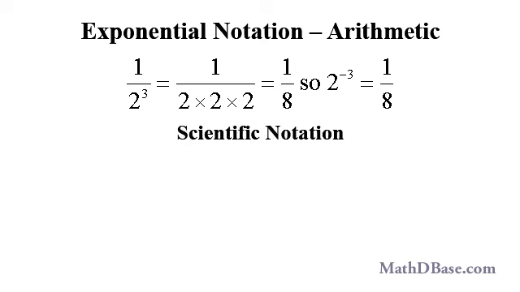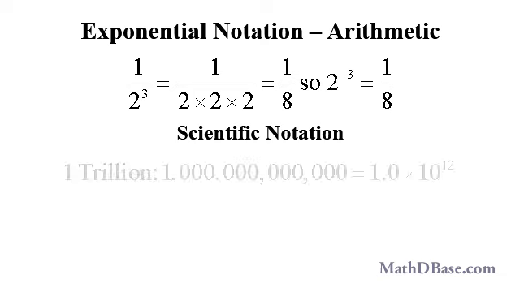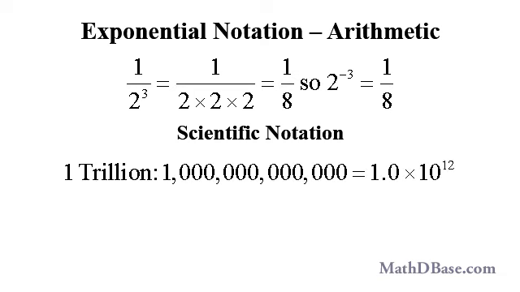In arithmetic, we learn about scientific notation, which is a way of writing very large and very small numbers with powers of 10 in a compact form. For example, in scientific notation, the number 1 trillion, which is a 1 followed by 12 zeros, can be written as 1.0 times 10 to the 12th. The exponent of the 10 is equal to the number of zeros in the number, basically indicating how many decimal places to move to the right after the 1.